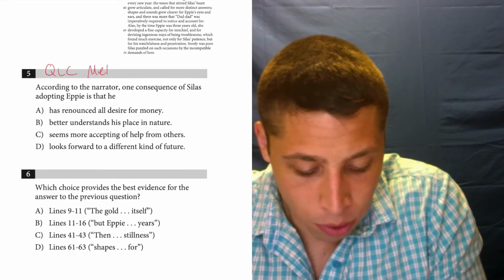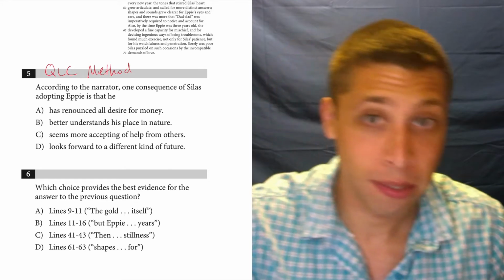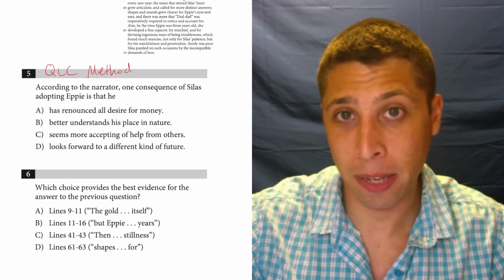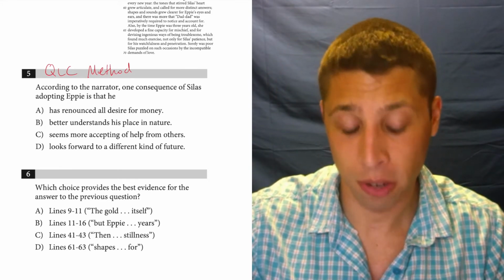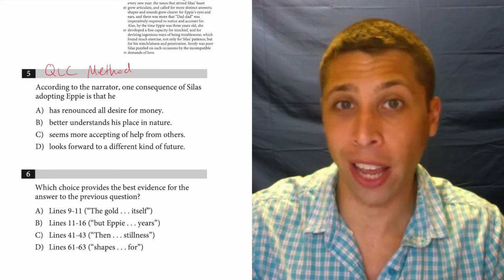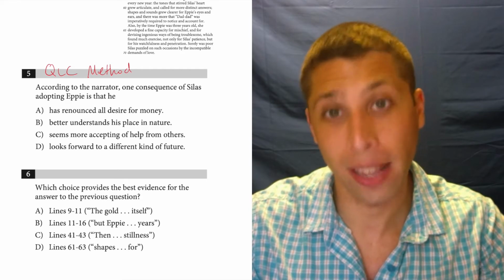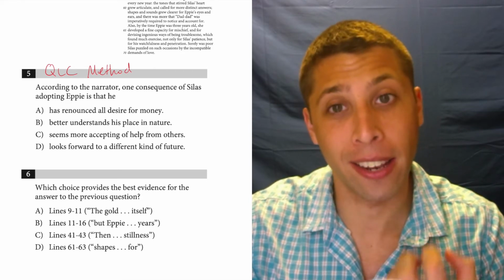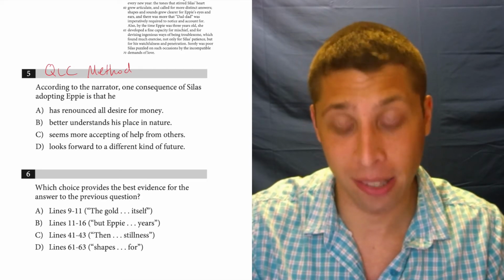So that means we're going to use the QLC method as always, but for the evidence pairs, that means we're jumping between the two questions. So the first thing we want to do is read question 5 and make sure we understand what we're looking for. We want to look at the passage with purpose and not just blindly reading lines. So what do they say?